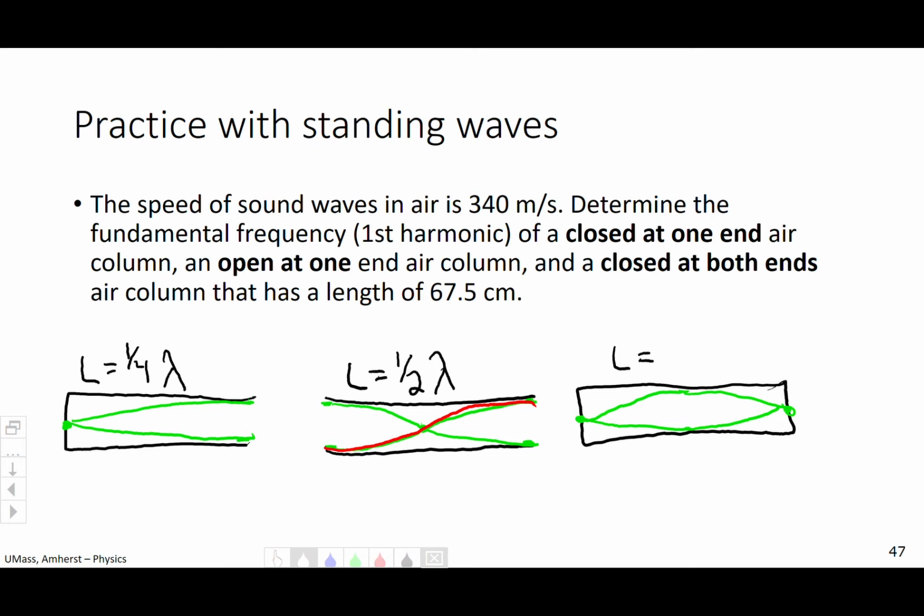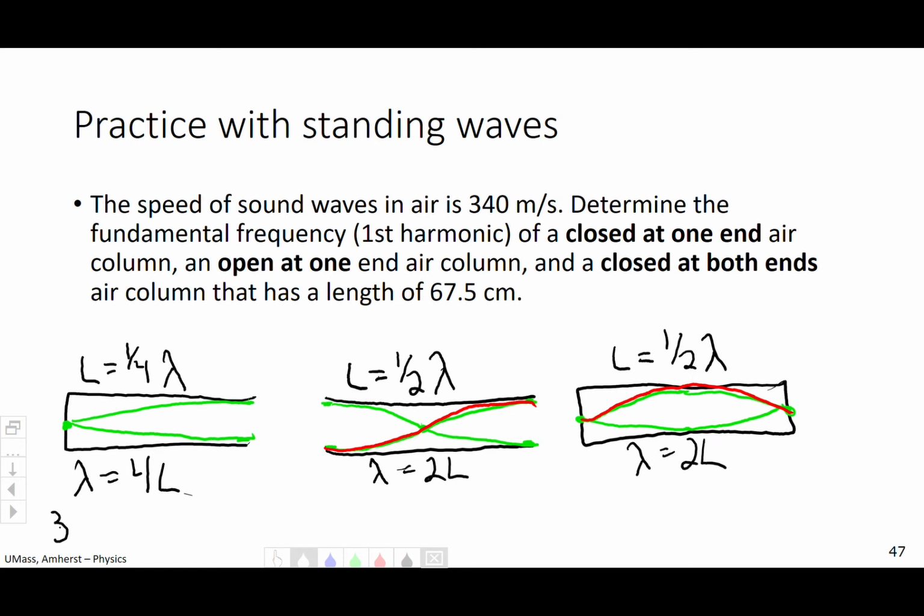And for this third one, we go from equilibrium to a crest back to equilibrium, which is also 1/2 of the wavelength. If we were to continue this, we would see we go up to a crest, then down to a trough, and then back up for a full wave. So that means that in this case, the wavelength is 4L, the wavelength is 2L, and the wavelength is 2L.